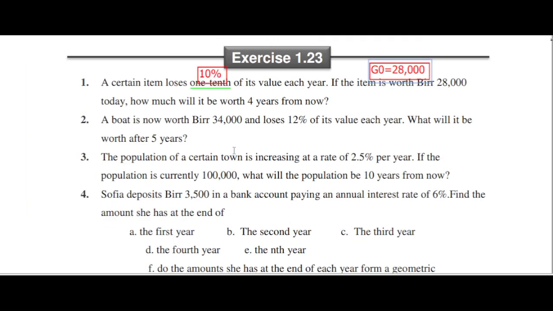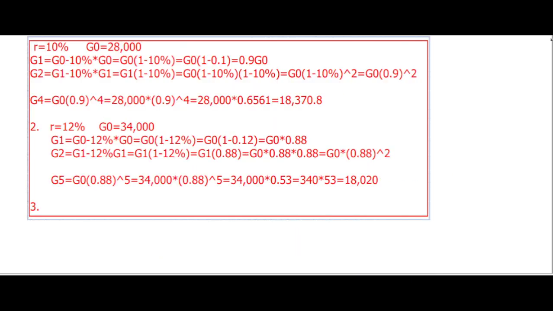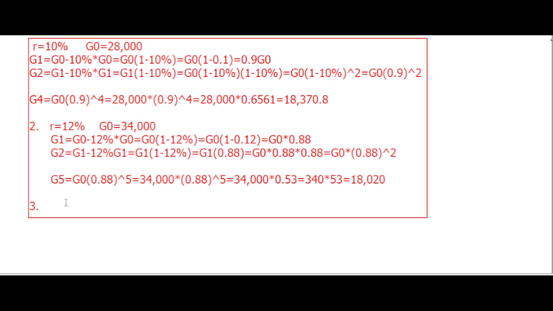Question number 3: the population of a certain town is increasing at a rate of 2.5% per year. If the population is currently 100,000, what will the population be 10 years from now? So let's take the given condition here. We have rate R, which is equal to 2.5%, and G0 is equal to 100,000.